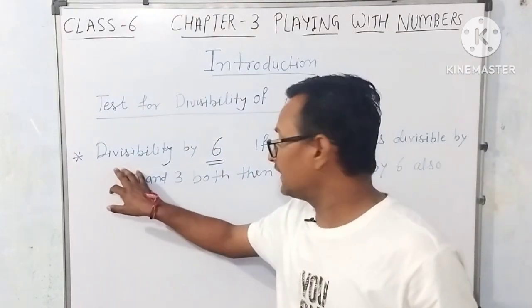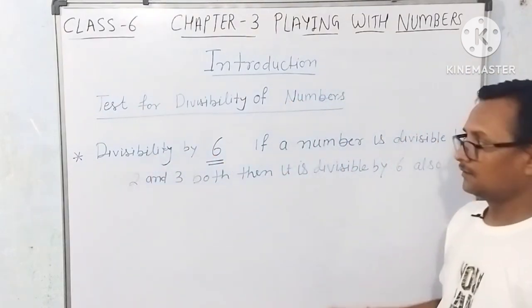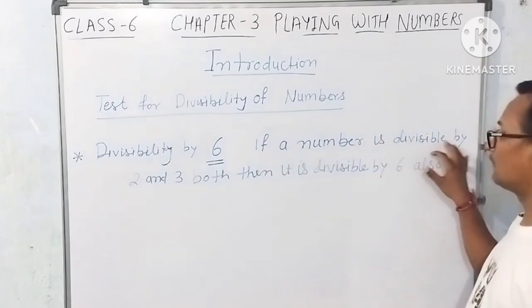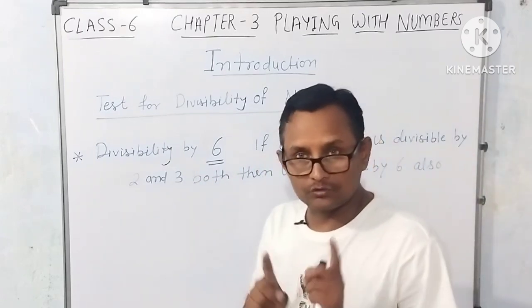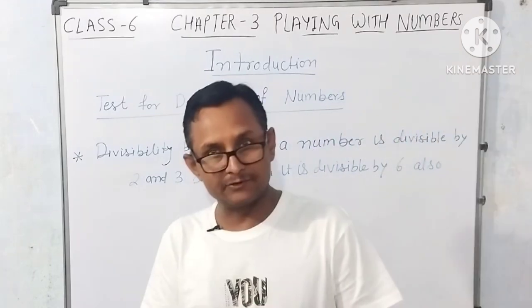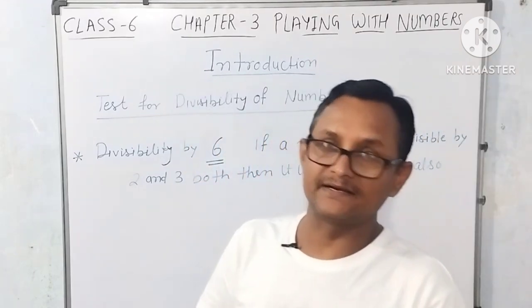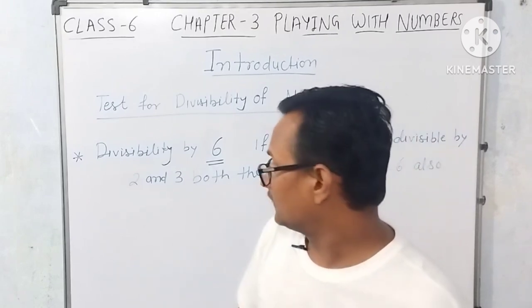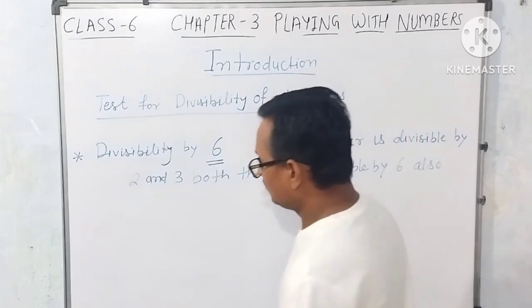Now divisibility by 6. What is the rule for 6? Let's check. If a number is divisible by 2 and 3 both, then it is divisible by 6 also. If it is divisible by 2 but not divisible by 3, then it is not divisible by 6. So we have to check both 2 and 3. Let's understand by example.